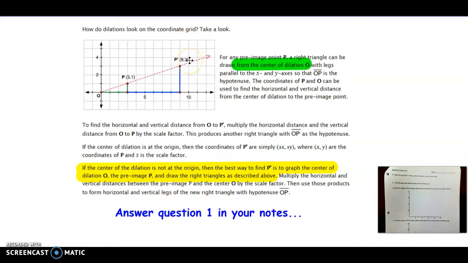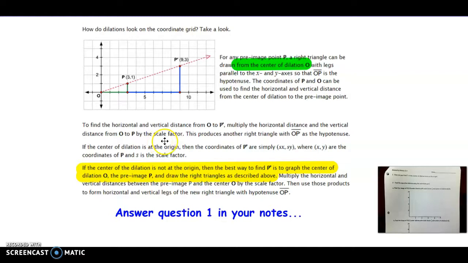Now if your center of dilation is at the origin, I hope you can see that the coordinates are just being multiplied by your scale factor to get your new coordinates. 3, 1 became 9, 3. 3 times 3 is 9, 1 times 3 is 3. Now that only works when your center of dilation is the origin. And like I said, we're going to be dilating from other points today as well. Remember that your center of dilation, your pre-image point, and your image should always be collinear points. So if they are not on a line together, you definitely know you did something wrong.